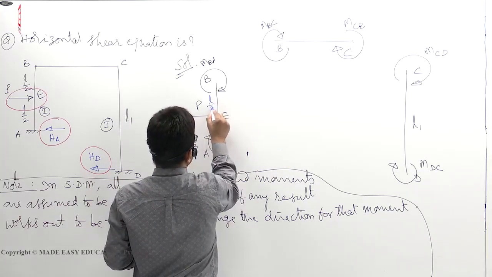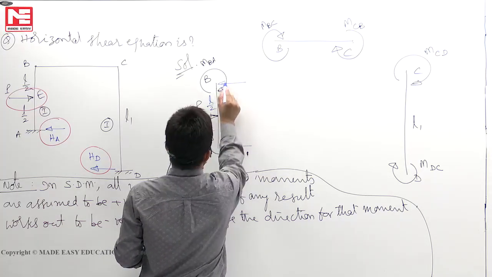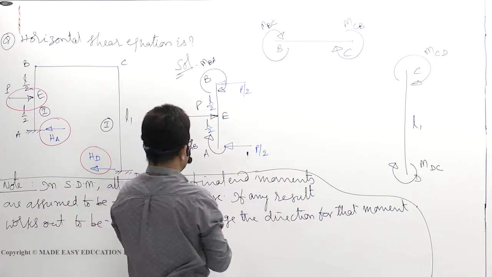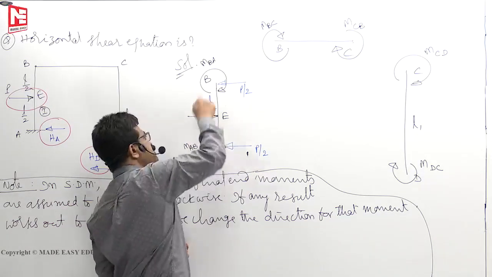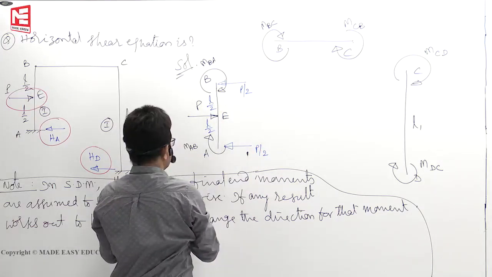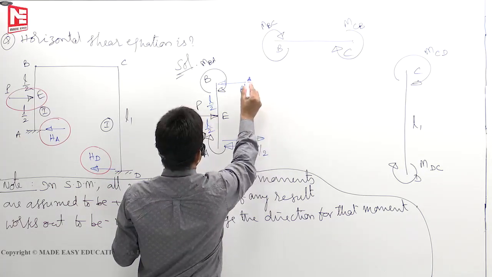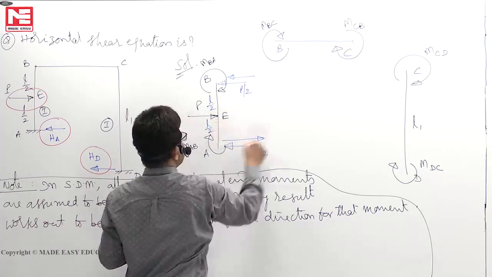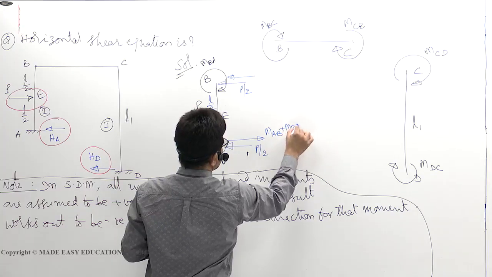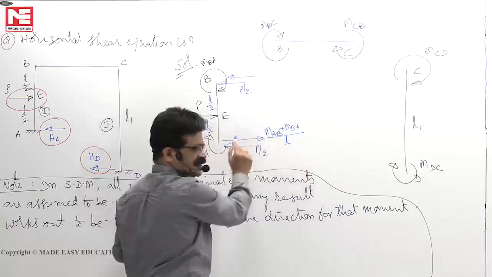This length is L by 2, L by 2. Because of P, the two reactions are P by 2 here, P by 2 here. Next, due to the end moments, this is clockwise, this is clockwise. So MAB plus MBA clockwise you are getting. So to balance them, you will get anti-clockwise. Here, anti-clockwise. Clockwise means anti-clockwise couple. This is MAB plus MBA by L. This is the total reaction is HA.